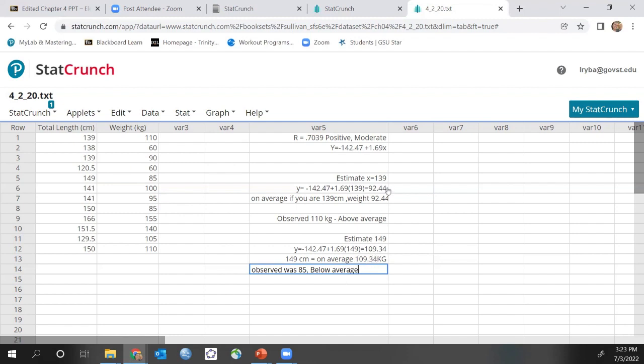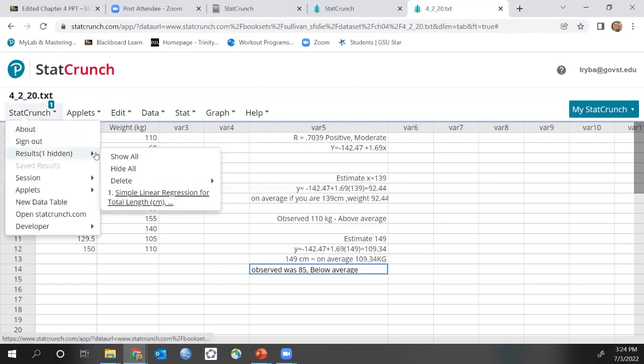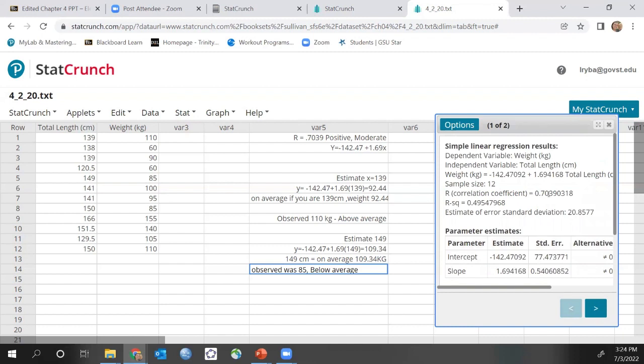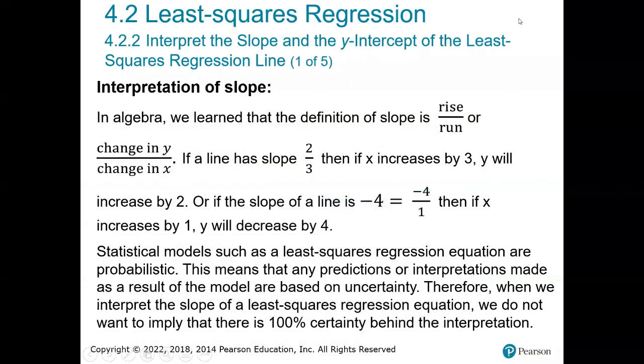You can see how far apart these are. 92.4 to 110, that's a big difference. 109.34 to 85, those are big differences. That is why my correlation coefficient is not in the 0.9s. You can see how far apart these points are. The further away the points are, the lower your correlation coefficient, the less the strength of your relationship. Yes, there's still a relationship, but when those values are so far apart, it's not as strong. I hope that makes sense. I'm working through a whole example there.